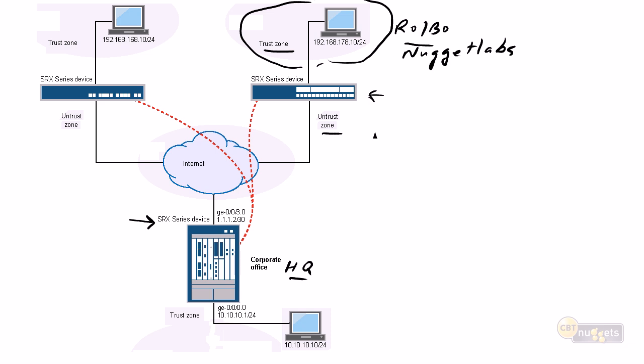Now, by default, the SRX comes pre-configured with 3 security zones. We already know what 2 of them are, the trust zone and the untrust zone. There is a third default zone that we'll talk about.